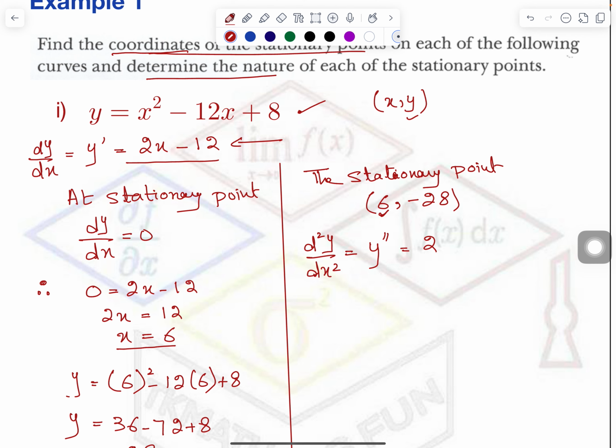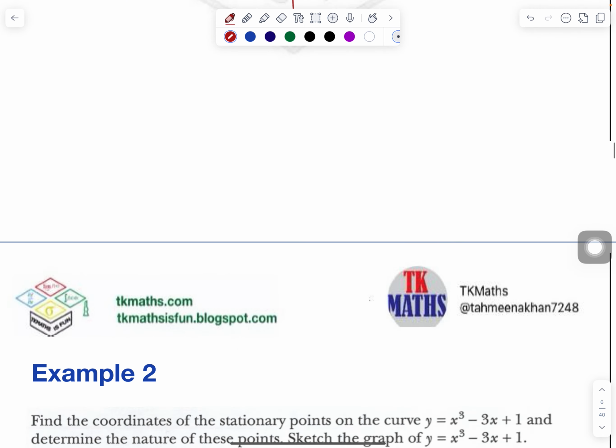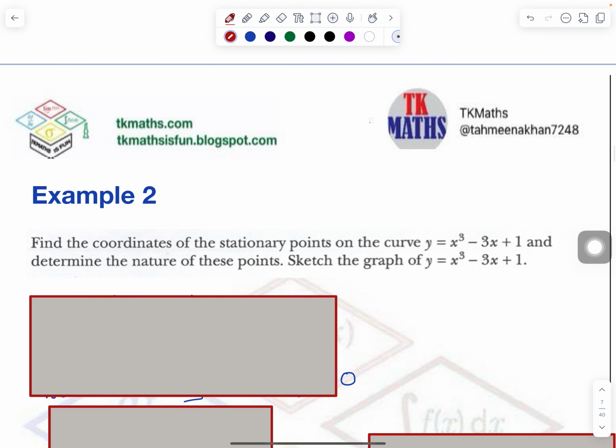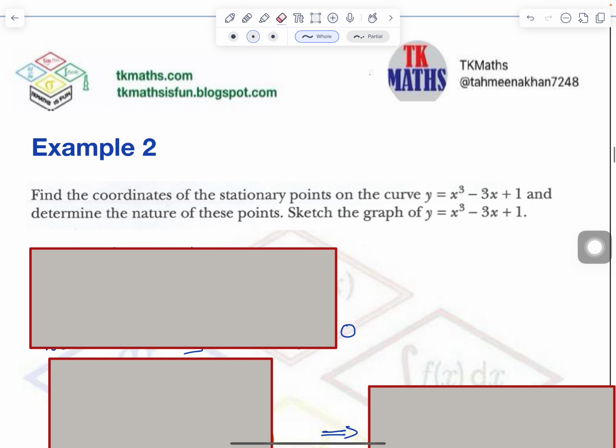But at this point we don't have it and it is positive. So I can say it is minimum value. Because if double derivative is greater than 0, which means positive, it means the nature is minimum value. So this is example number 2. Just to save time, I have solved it here so that we can do it faster. I have tried to explain 4 questions in this video.